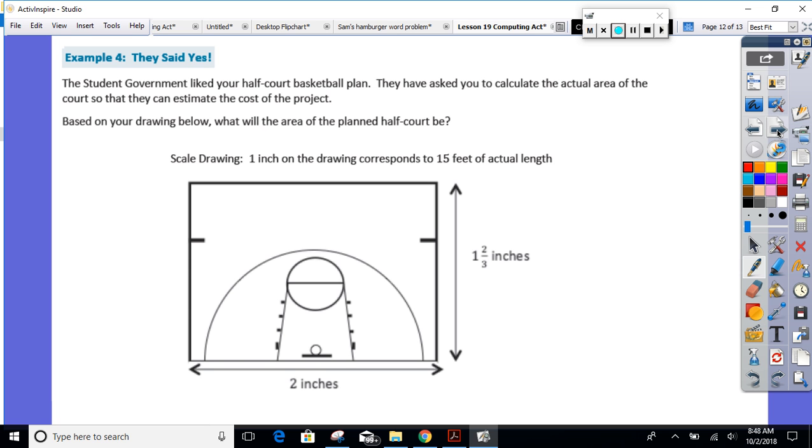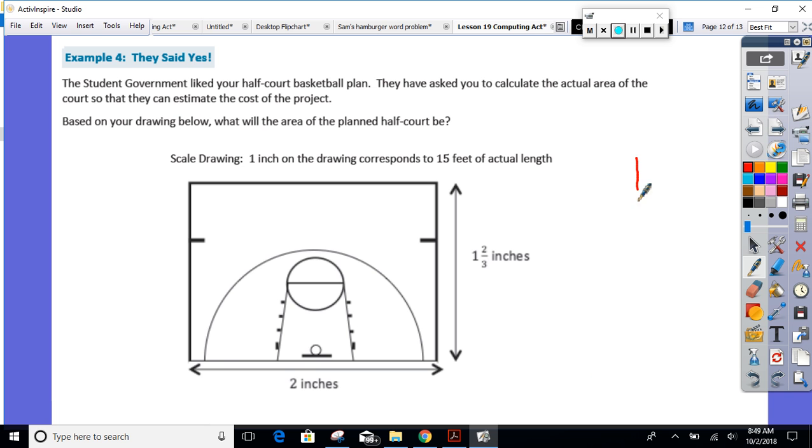Okay, the student government liked your half-court basketball plan. Remember that problem from yesterday? I thought it was the same. So yeah, it's similar. Now they have asked you to calculate the actual area of the court so that they can estimate the cost of the project. Based on your drawing below, what will the area of the planned half-court be? Okay, so just like we did for the other problem, we're going to set up a table.